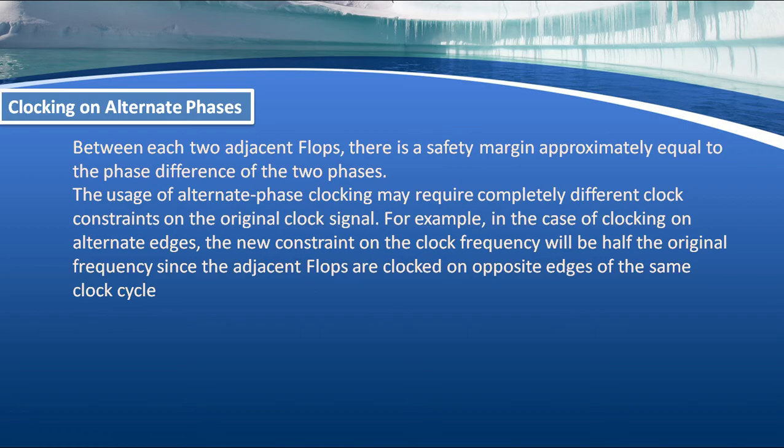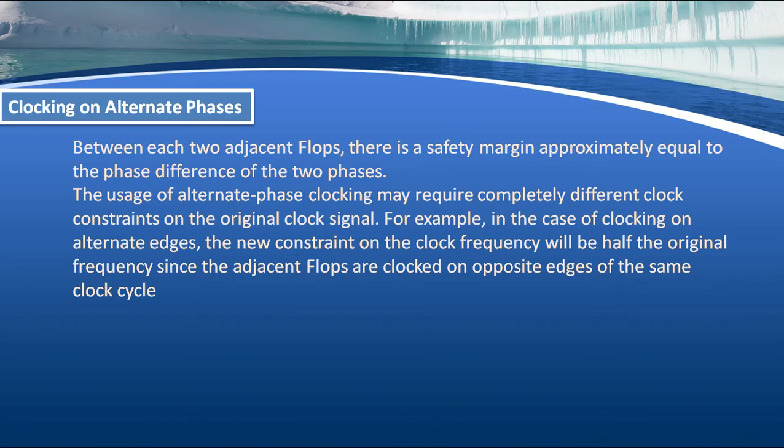Between each two adjacent flops there is a safety margin, clocking on alternate phases equal to the phase difference of two phases. The usage of alternate phase clocking may require completely different clock constraints on the original clock signals. In the case of clocking on alternate edges, the new constraint on the clock frequency will be half the original frequency. That means if the original frequency is f, then in this case of alternating phase, this will become f/2, the new constraint.